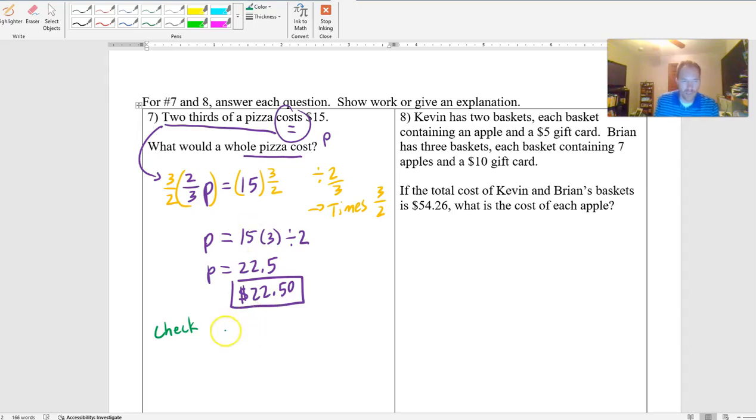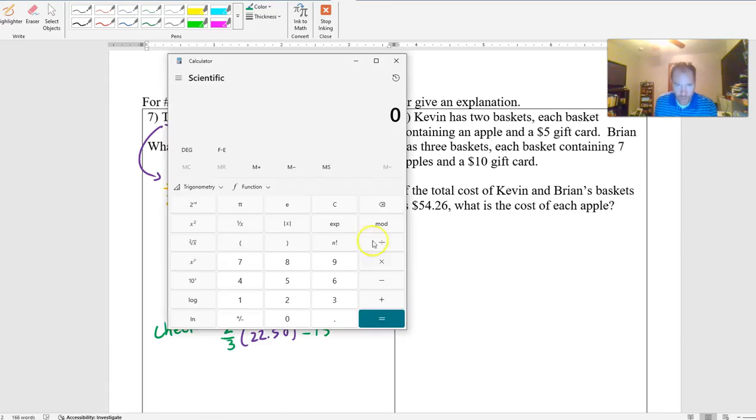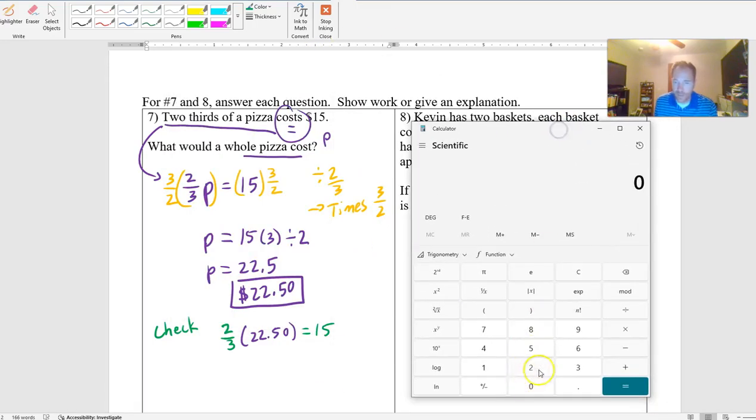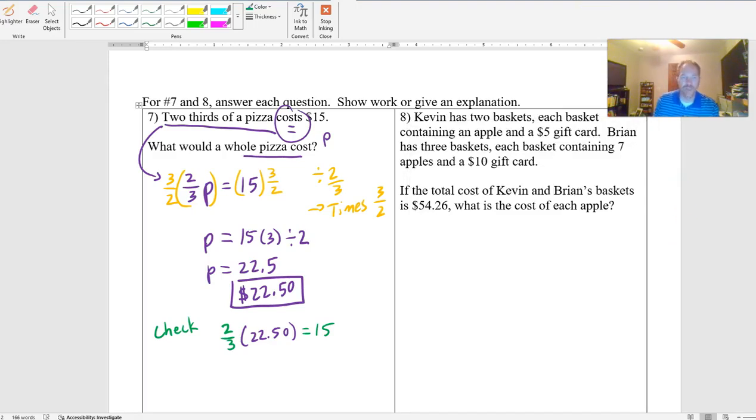So yeah, if we do that though, if we do 2/3 times the 22.5, I guess I'll put that in here. Now I'll put 22.50. That's supposed to equal $15. And that would be, I'm going to punch it in on the calculator. It would be 2 times the 22.50. Scoot that over here. 2, the numerator times the integer, 22.5 or 22.50 divided by 3, and we get 15. So that's a good thing.